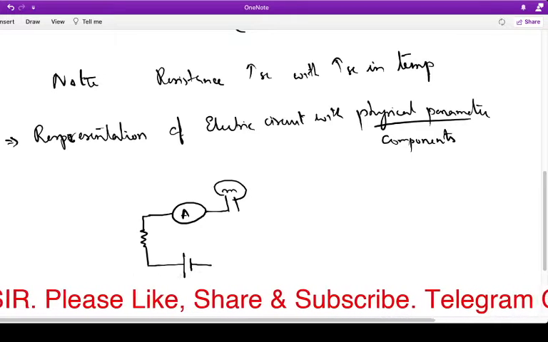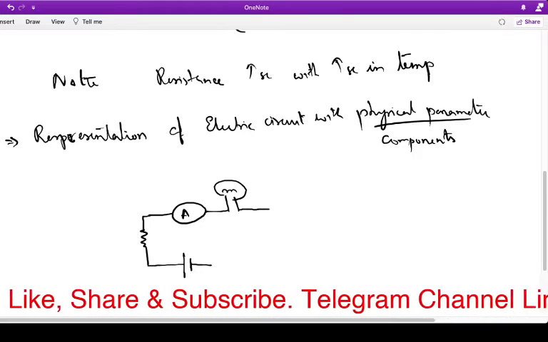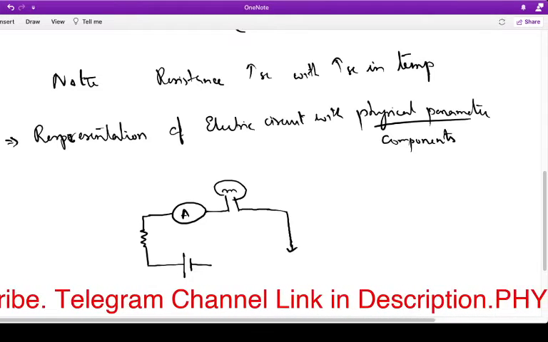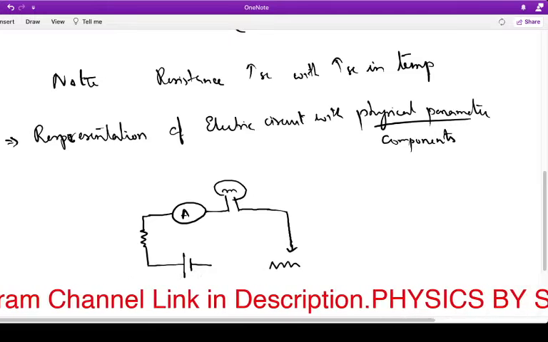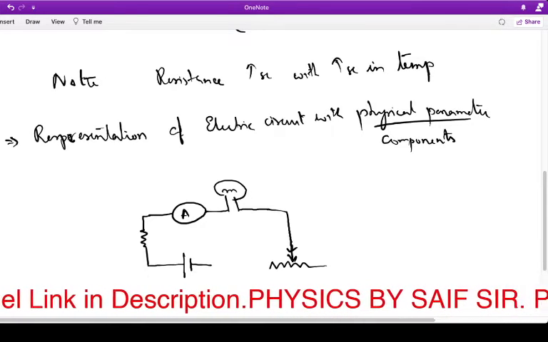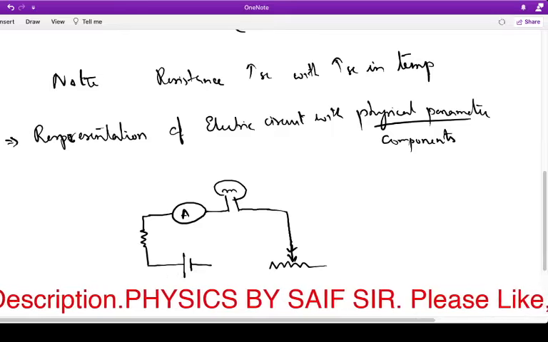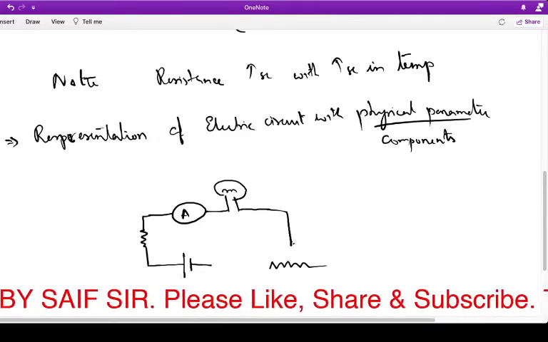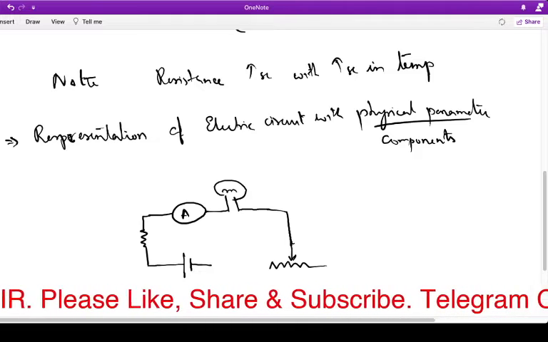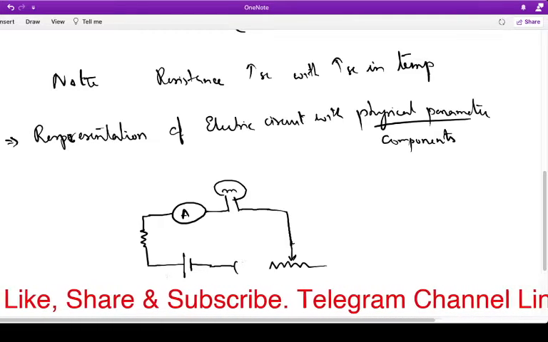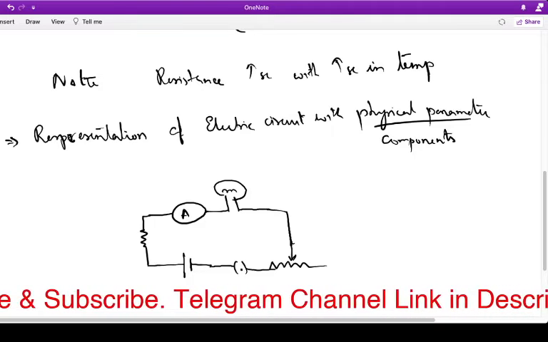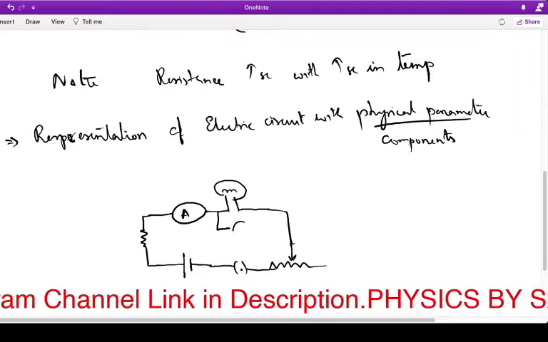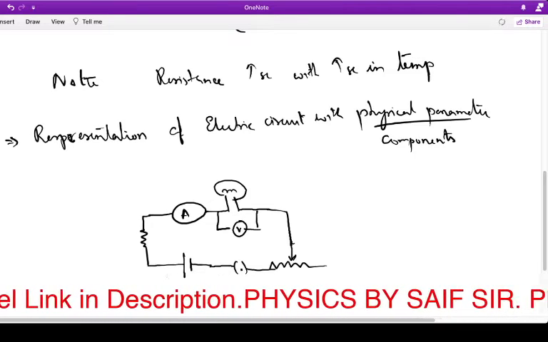From the left side of the bulb, you can draw to the variable resistance, or you can say a rheostat. It's drawn like this. And between that you can draw a switch here. And you can add a voltmeter parallel to the bulb. The voltmeter should be parallel.